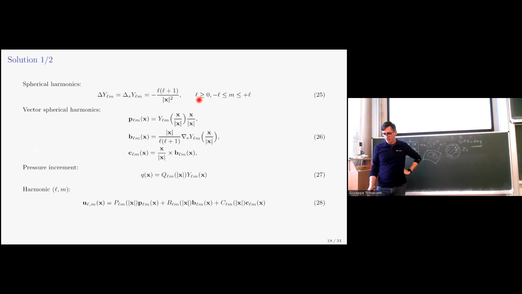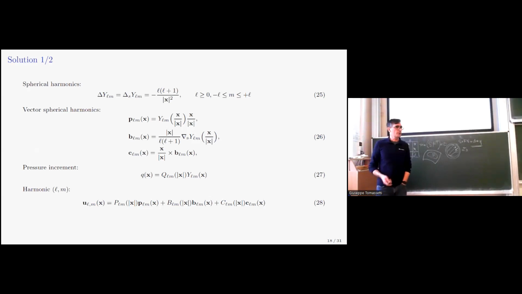L is greater than or equal to 0. L equals 0 corresponds to a constant function. And if L is greater than or equal to 1, you can have different spherical harmonics with this index M that ranges from minus L to plus L. This is due to the fact that you have different symmetries. This is a complete system on the sphere, so you can think of using this to represent whatever field you want.